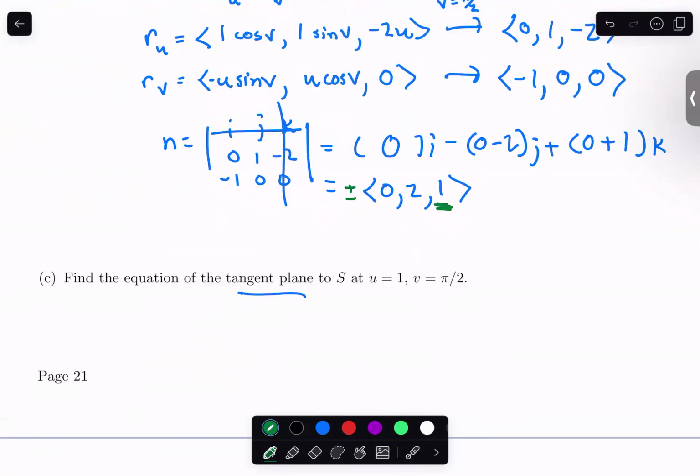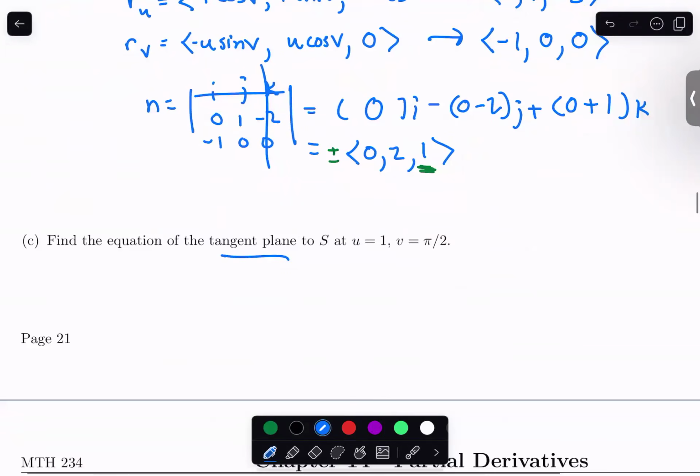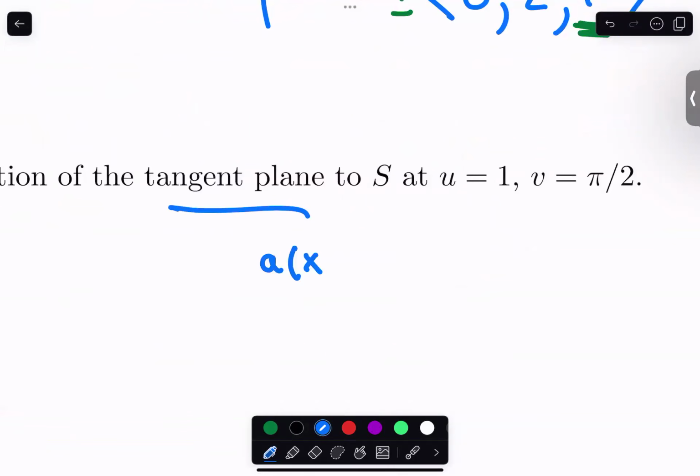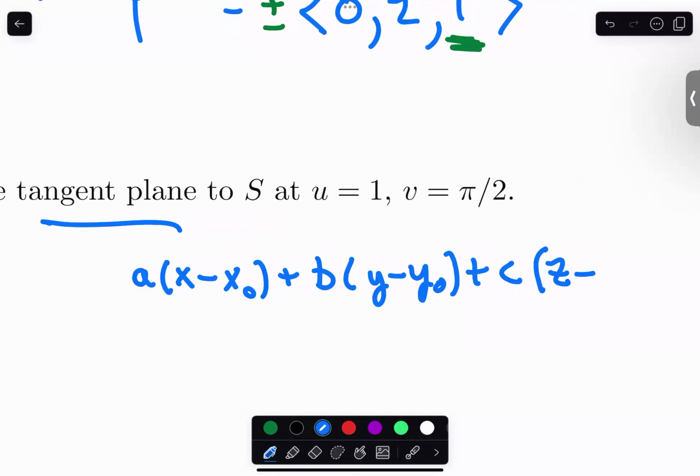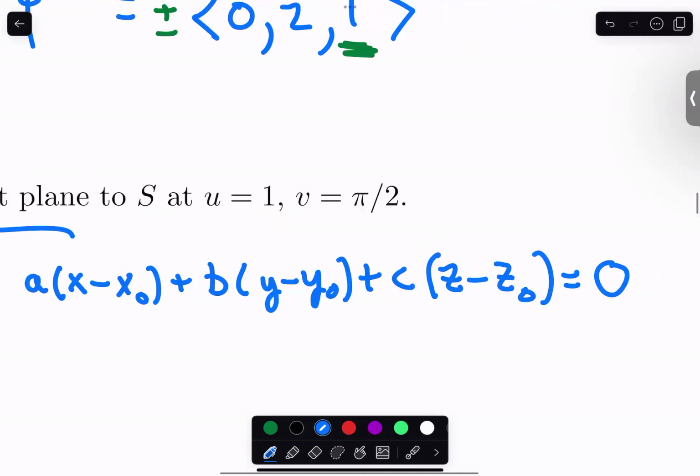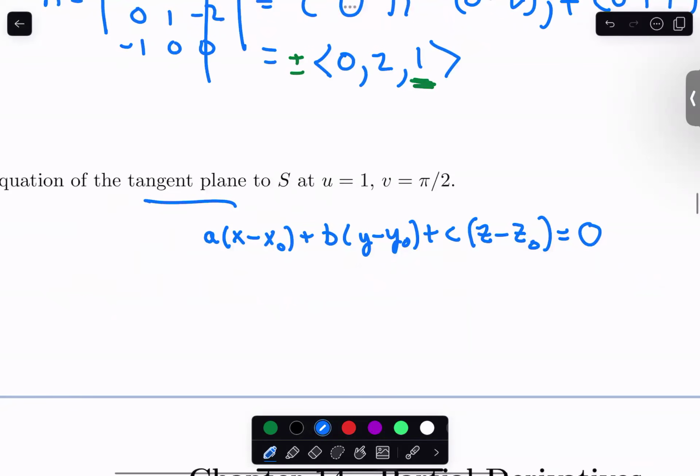All right, last bit here, find the equation of the tangent plane. Anytime you want a tangent plane, or really a plane in general, you're going to have our classic plane equation: a times x minus x naught plus b times y minus y naught plus c times z minus z naught equals 0. This is the standard equation for our plane. It has a normal vector of a, b, c.